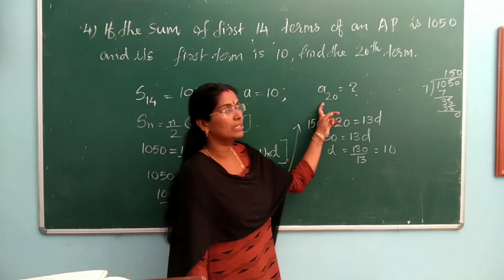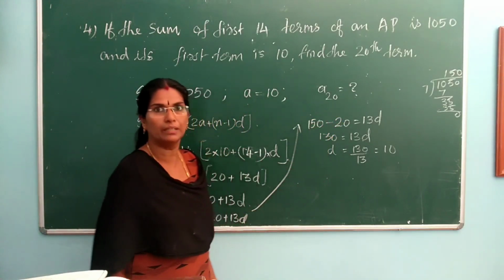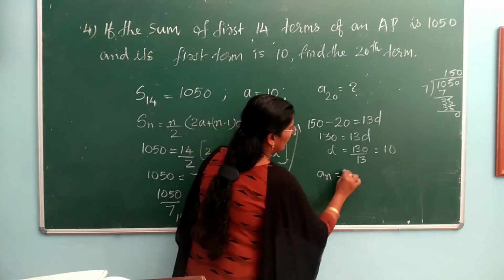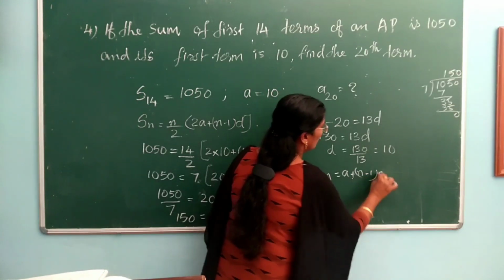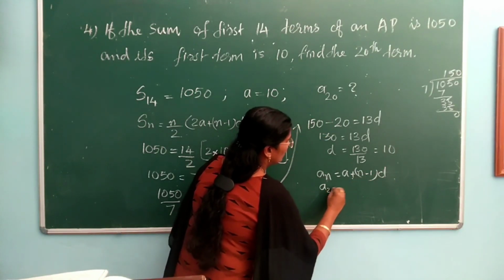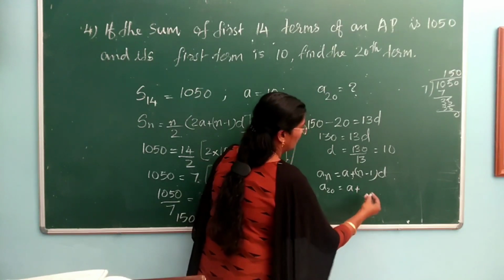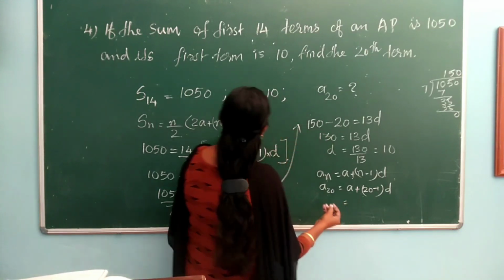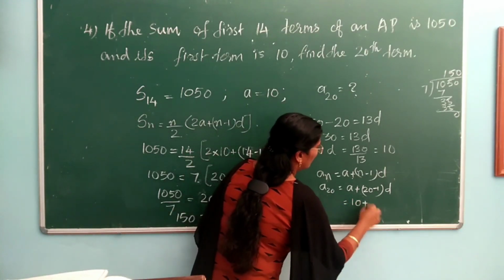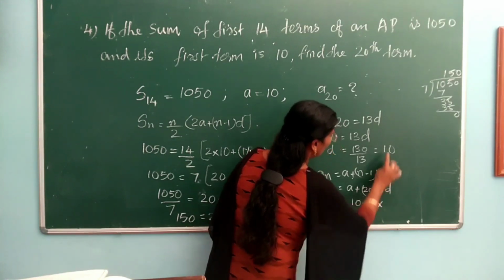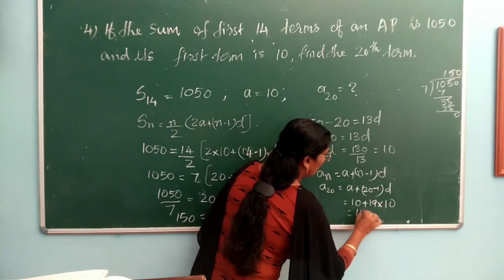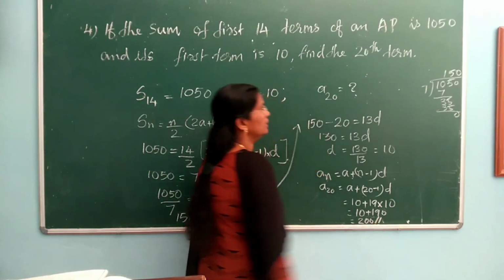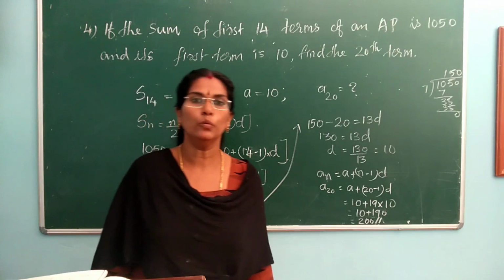But in our question, we have to find A20. So A20 or An is equal to, formula you write first, A plus n minus 1 into D. So A20 is equal to A plus 20 minus 1 into D. Now apply values. What is the value of A? 10. Plus 20 minus 1, 19 into D, 10. So 10 plus 190, answer is 200. The 20th term of this AP is 200.